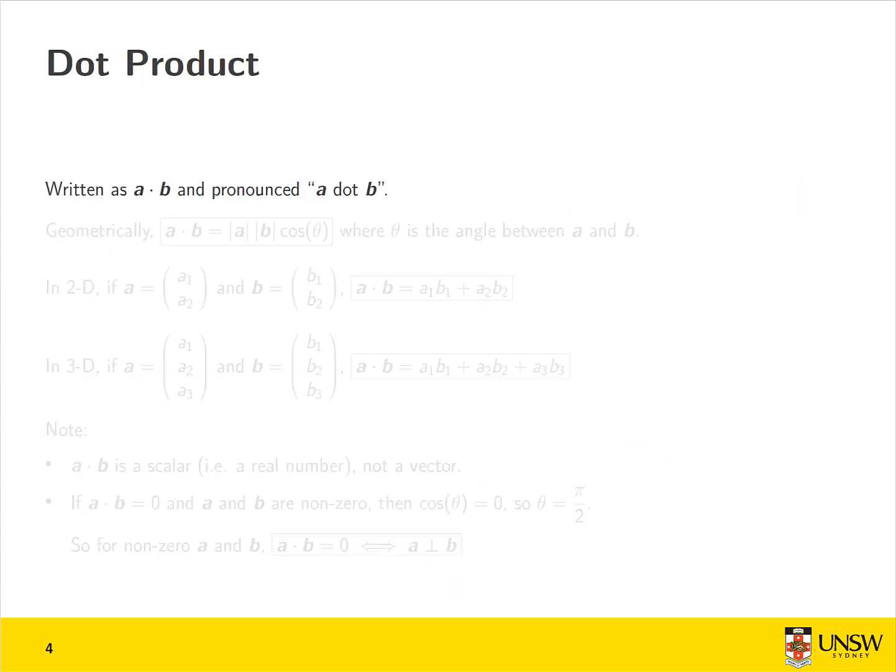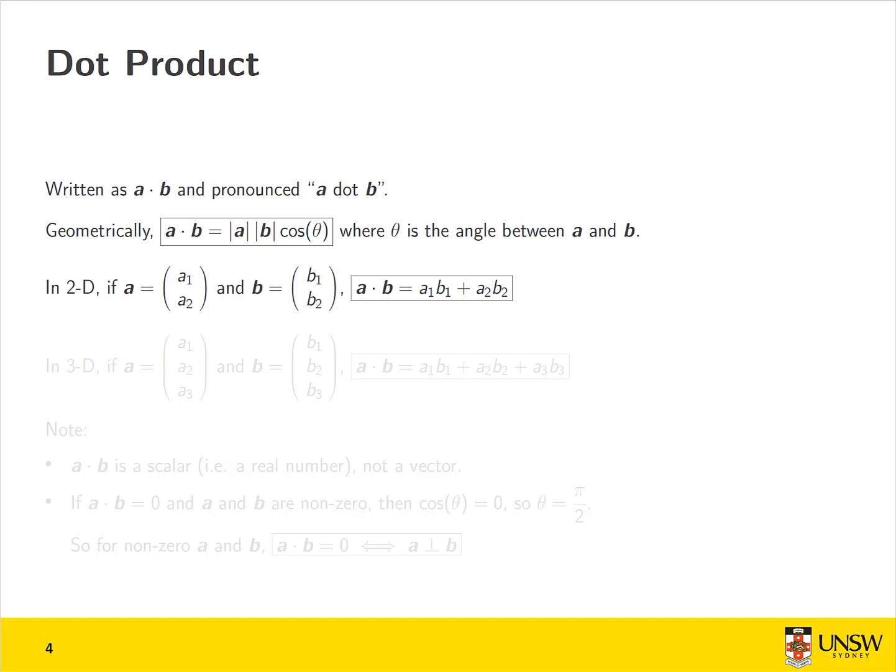Let's now formally define the dot product of two vectors. We will write the operator as a raised dot and call the expression A dot B. Our geometric definition for the dot product is that A dot B equals the length of A times the length of B times cos theta, where theta is the angle between A and B.